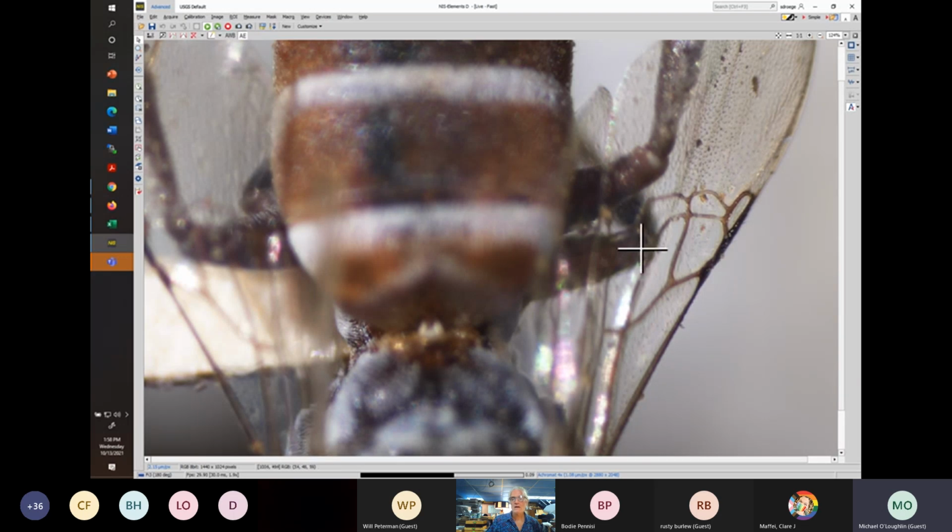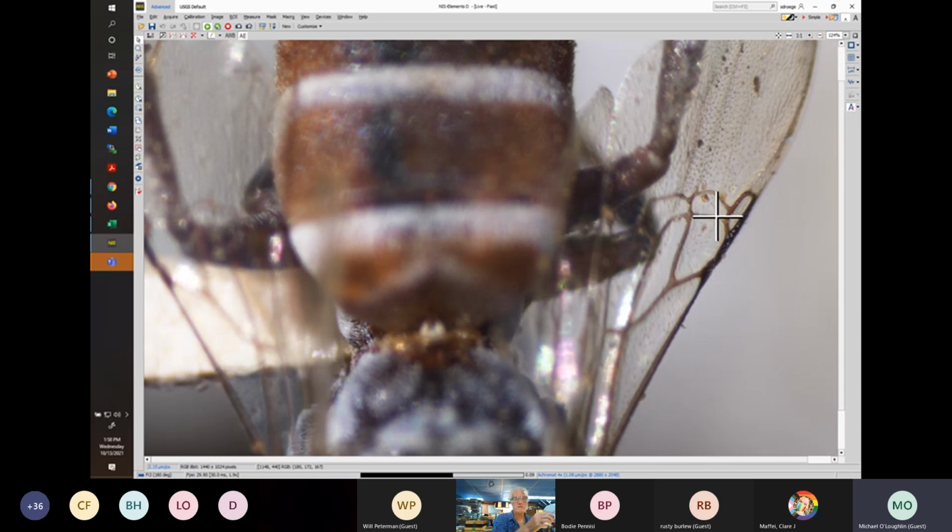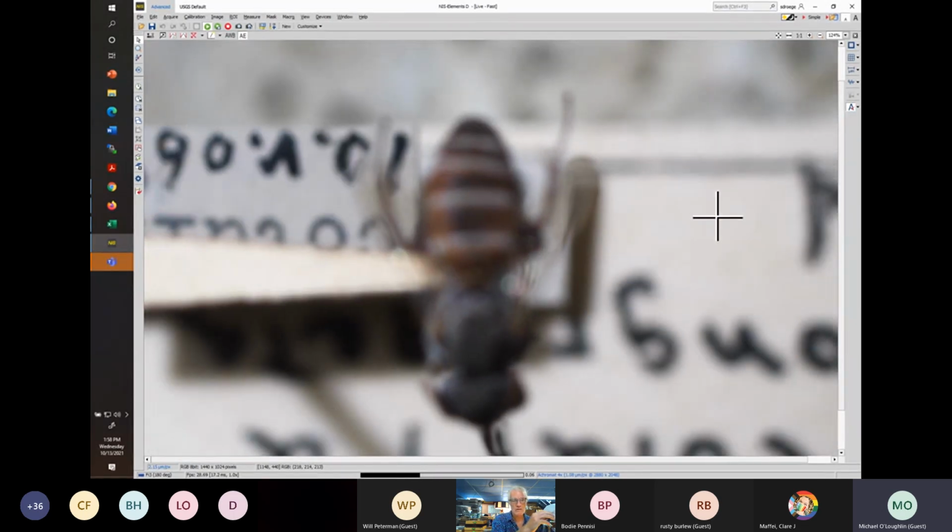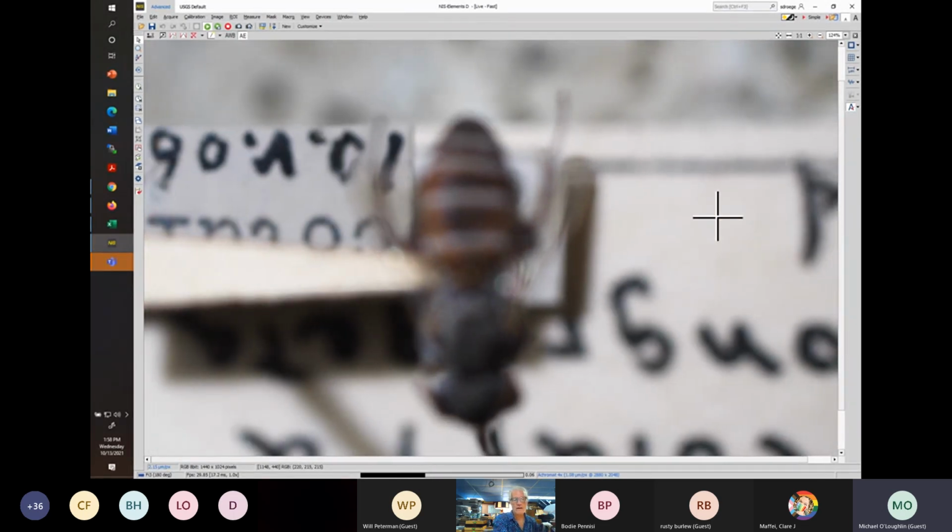But this architecture of the wings, so all the wing veins are reduced. There's only one submarginal cell, which is, boom, it has to be Neolarra. And the marginal cell itself is just tiny, tiny. So that's pretty much all you have to see right there to tell it's Neolarra. There's really nothing else that will have that combination.